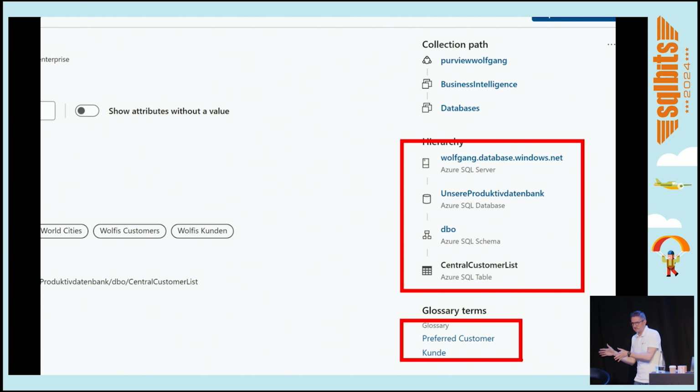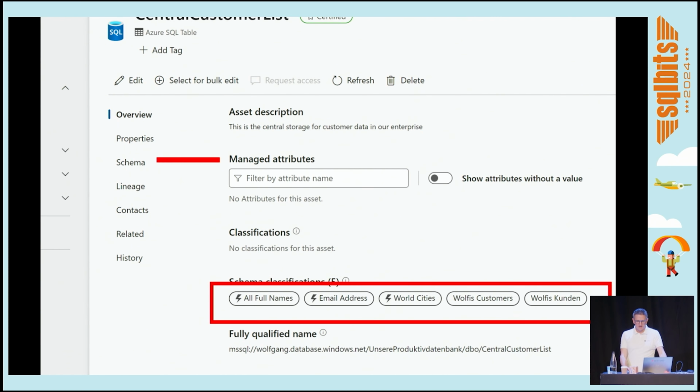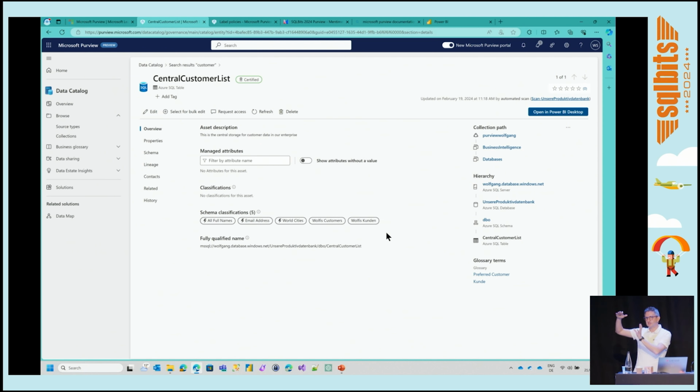Classifications are the technical side. That column contains an email address. Business glossary, it's where we define a customer in our company as so-and-so. And we can define those glossary items over there. Next, we've got the schema, and we've got the classifications over here. And we can also use that classification to limit down the filter results when I search the data catalog.